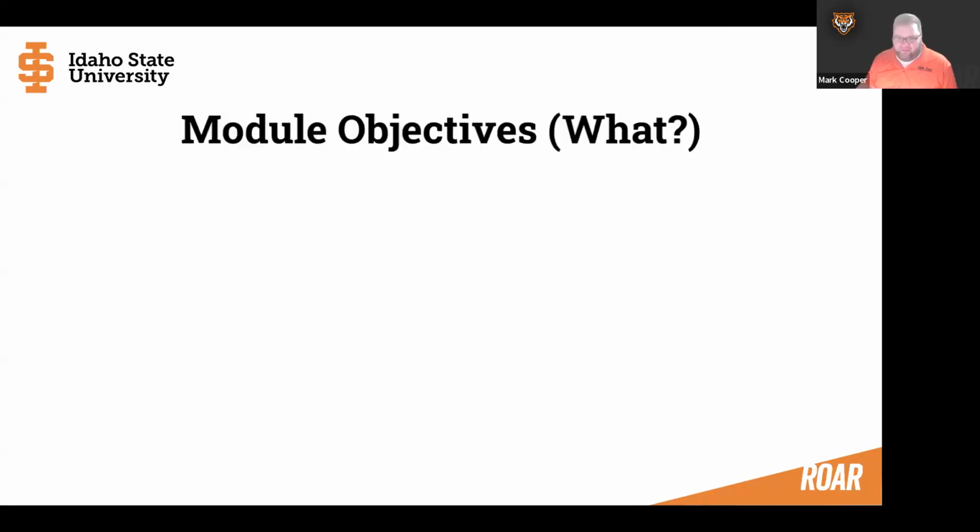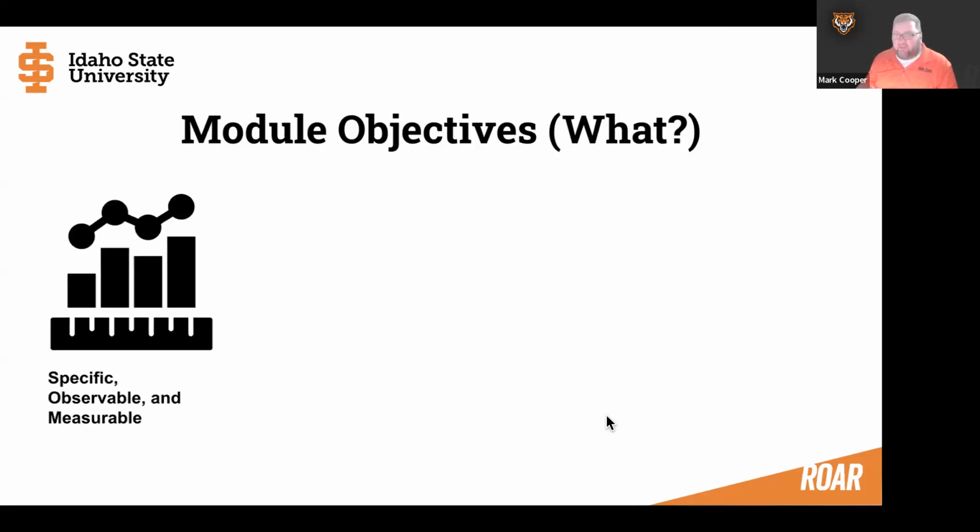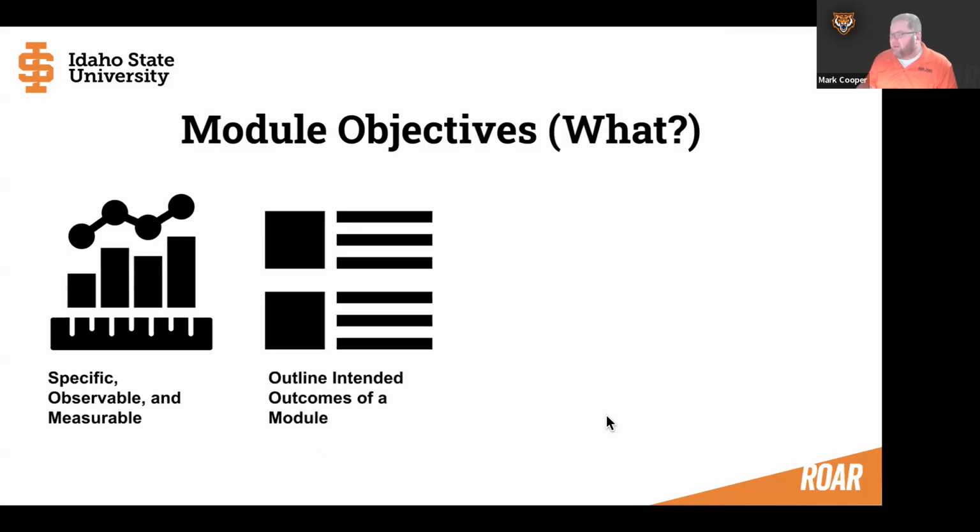Thank you, Kim. Module level objectives. Well, first let us define a module as a section of your course. And a module could be a particular week or a topic. So module level objectives are specific, observable, or measurable statements. They outline the intended outcomes for a particular module, guiding both the student and the instructor.